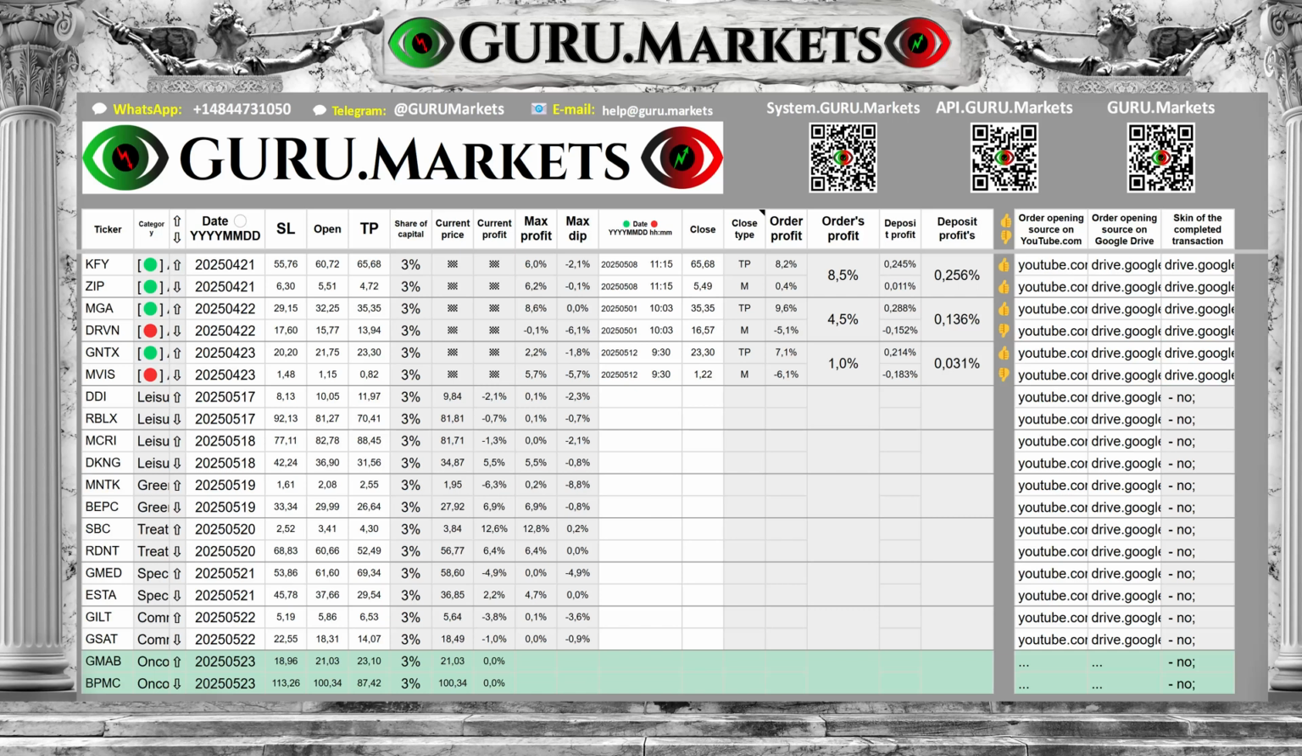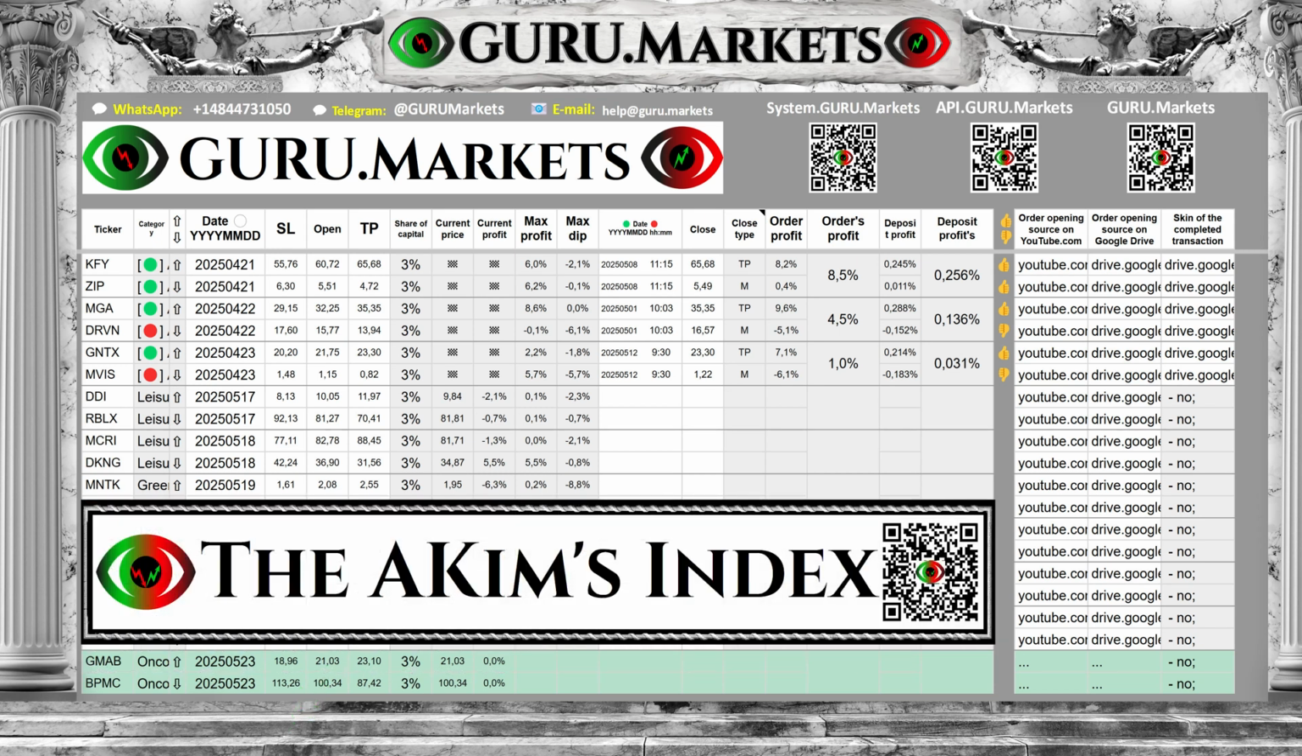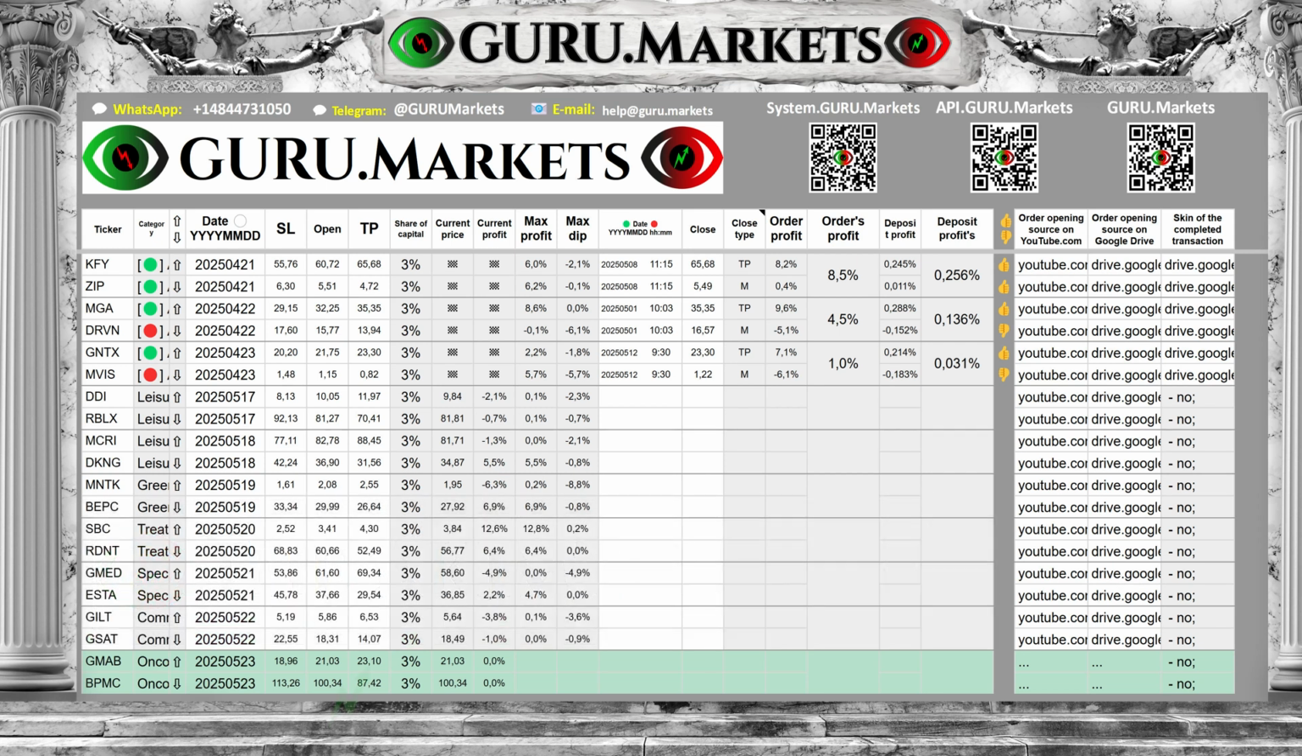Based on the results of the stock valuation of GenMab AS, the information and reference system of assessment GURU.Markets makes the following decision. Open a buy trade at $21.03. The order is open because the company has a fairly high valuation. The organization's assessment was carried out on the basis of the assessment method, the Akeem's index. Take profit is set at 23.1. Stop loss is set at 18.96.